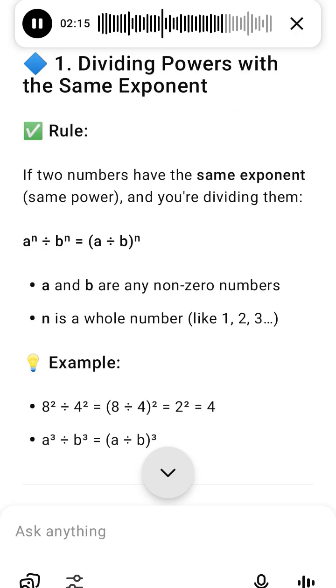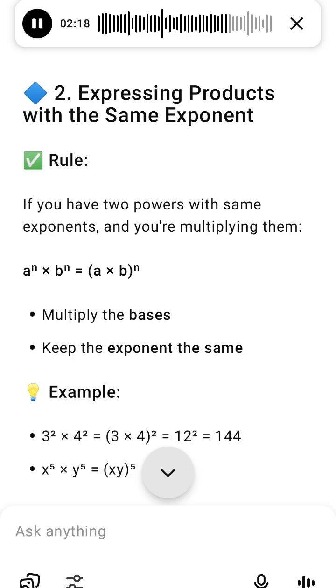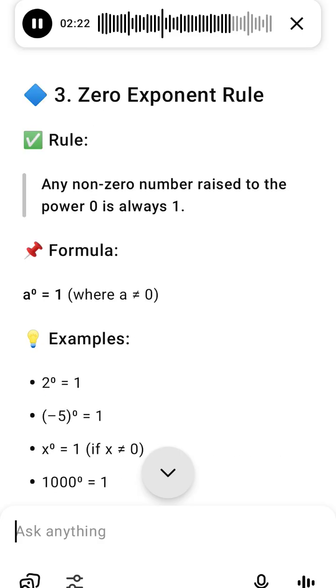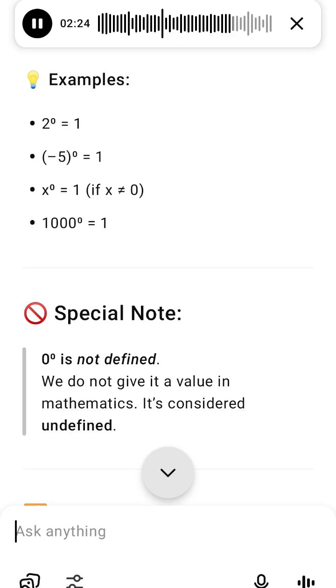Memory tricks. Concept, easy rhyme or tip. Same powers divide: same powers divide the base, keep the power in place. Zero exponent rule: any number to the power 0 becomes a 1, like a hero. Multiplying same exponent: same powers, multiply the base. 0^0, just remember, is undefined. Quick summary to memorize.